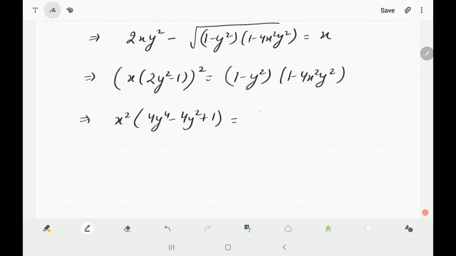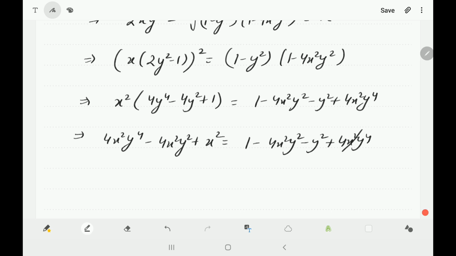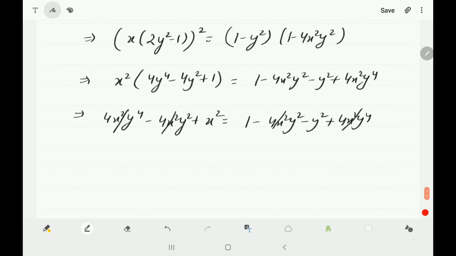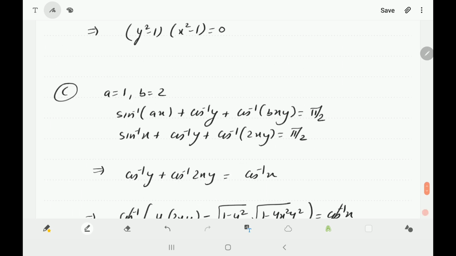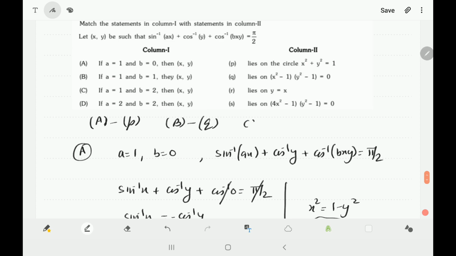So we will be finally having the term x square times of 4y square minus 4y square plus 1. So let's multiply 1 minus 4x square y square, minus y square plus 4x square y4. So we are left with the term 4x square y4 on the right hand side minus 4x square y square plus x square, and this will be 1 minus 4x square y square minus y square plus 4x square y4. Now terms are cancelling out, so these two terms will cancel out, and finally we will be left with x square plus y square is equal to 1. So for the C part we have the option as x square plus y square is equal to 1, which is again option P, okay.